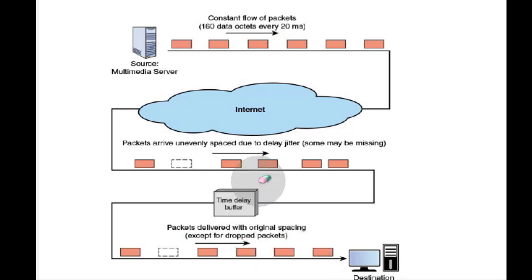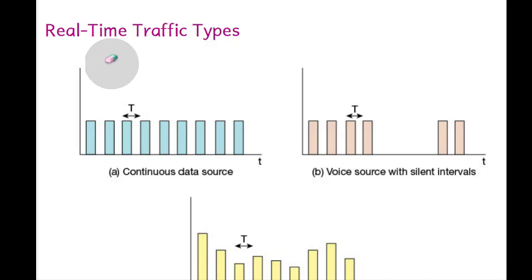Now here we can see that if one of the packets arrives after its deadline, by which time the other packets have already been sent, then it will not be of any use. Now these are the real-time traffic types. These are the 3 types you can see.